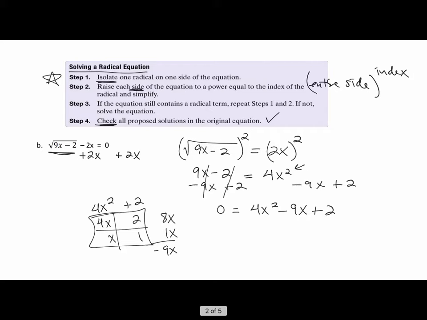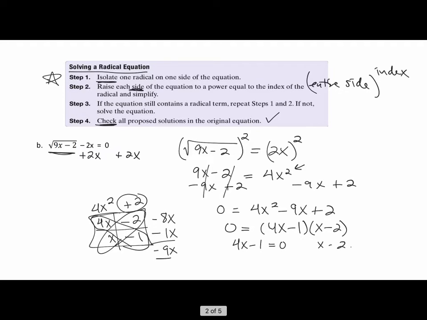Multiply across 8x and 1x. They have the same sign. They're both negative. Let's see. Yep, that works. So we have a 4x minus 1 factor and an x minus 2 factor. So now we use the zero product property. Set each of these factors equal to 0, and we'll solve those resulting equations.